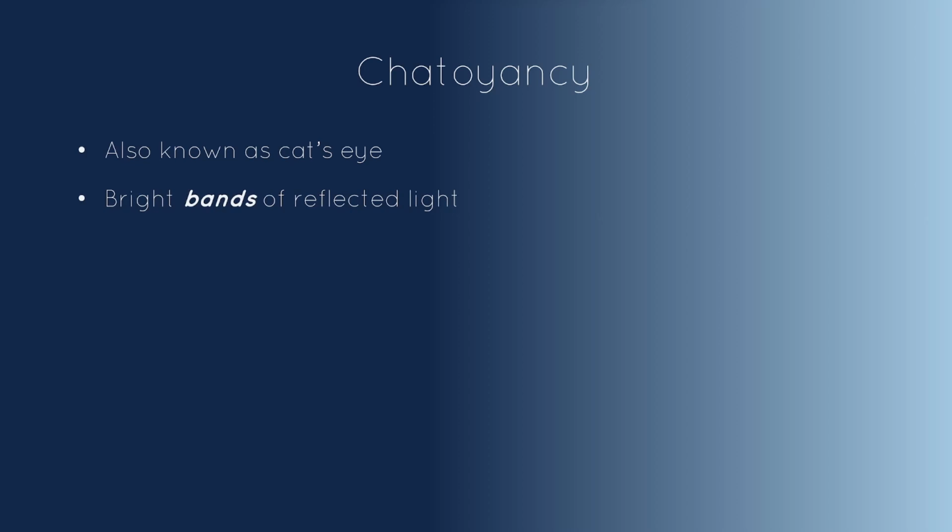Now the next one is chatoyancy, and this is probably the second easiest to identify. If you have a video or a really nice picture, chatoyancy is also known as cat's eye, and you will see why. It's pretty obvious. It shows bright bands of reflected light on the stone. It's easy to identify in video and good quality pictures.